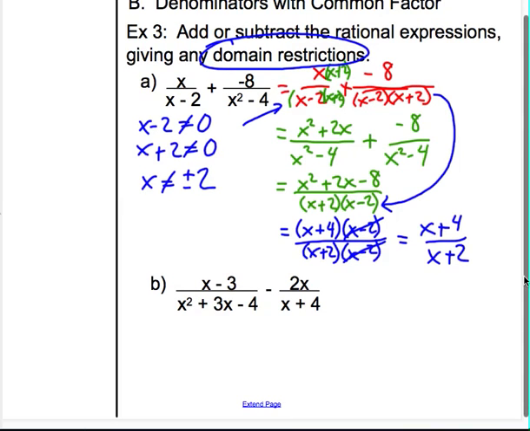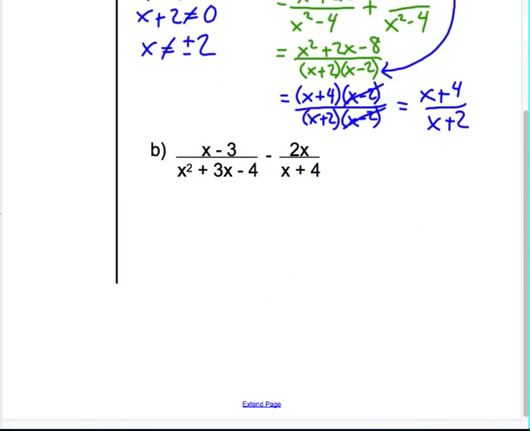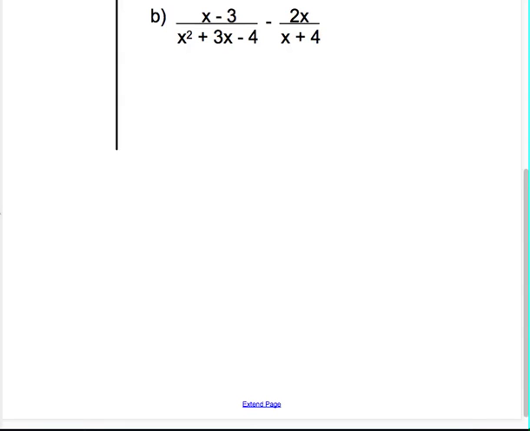All right, so let's take a look at another one similar to that. So I'm going to factor my denominators. I've got x minus 3 over what multiplies to negative 4 and adds to positive 3, and that would be positive 4 minus 1. And I'm going to distribute that negative. Even though there's one term, I'm still going to keep that thought process, distribute the negative through the second fraction, and I've just got my x plus 4.